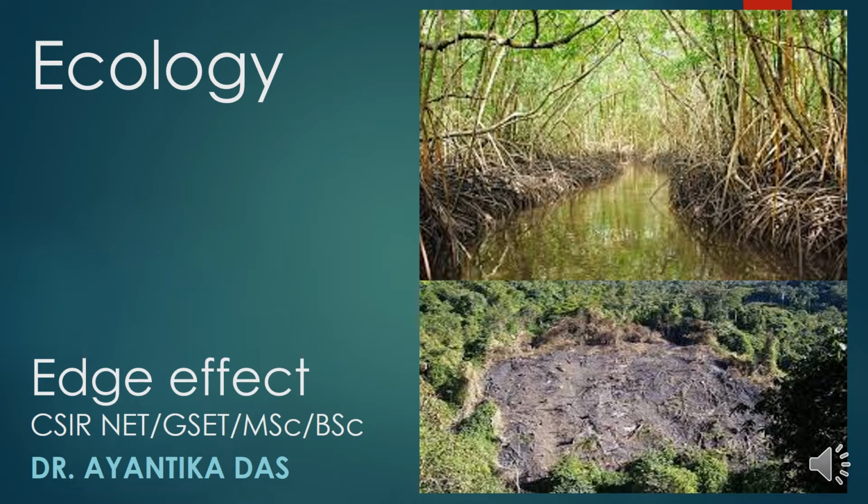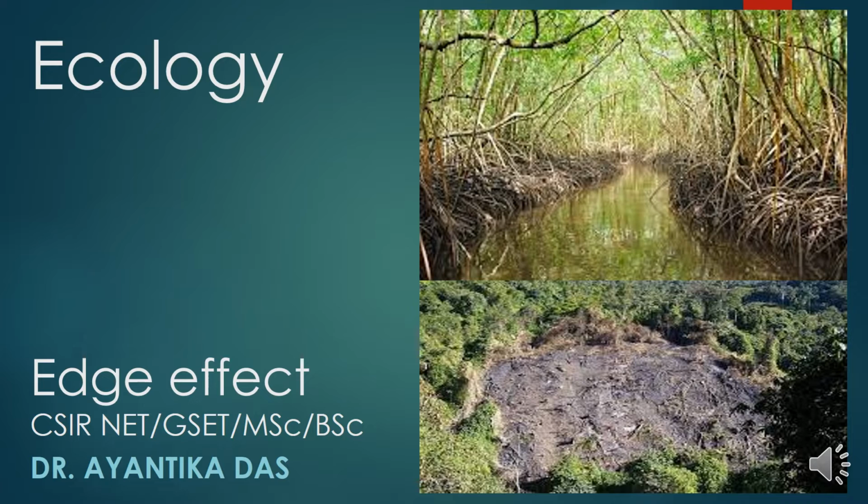Ecotone is the zone of transition between two different ecosystems. And in this transitional zone, there can be seen an increased or decreased diversity of animals and plants. And this increased or decreased diversity of plant and animal in the transitional zone, that is the ecotone, is called edge effect.